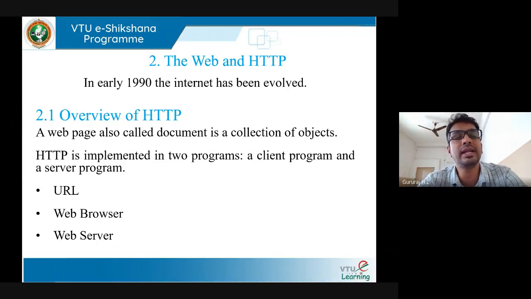In the late 1990s and early 1990s, the internet was tremendously used across the globe for multiple purposes. If you want to call a web page, that web page will be a collection of objects. It can be any web page, it might be Google, or if you want to search Facebook or whatever web page you want, that web page will be a collection of objects. Basically, the HTTP protocol is implemented on two important programs. One is called the client program and the other is called the server program.